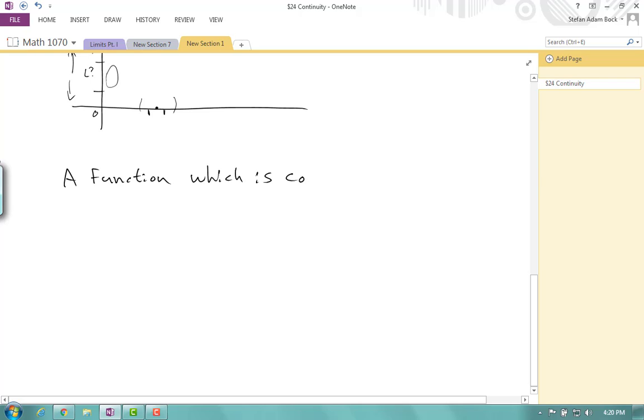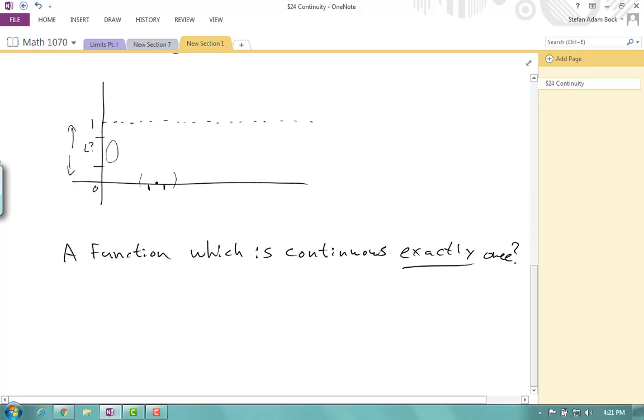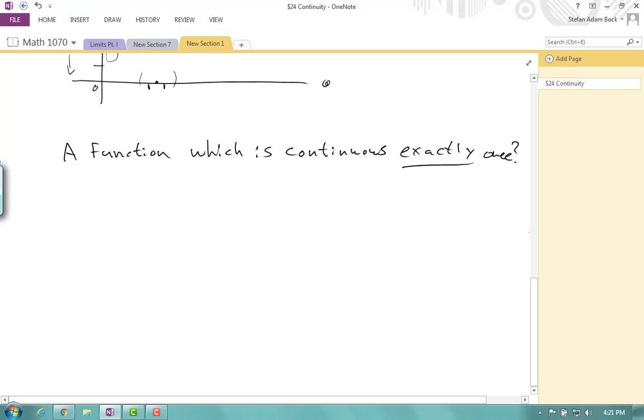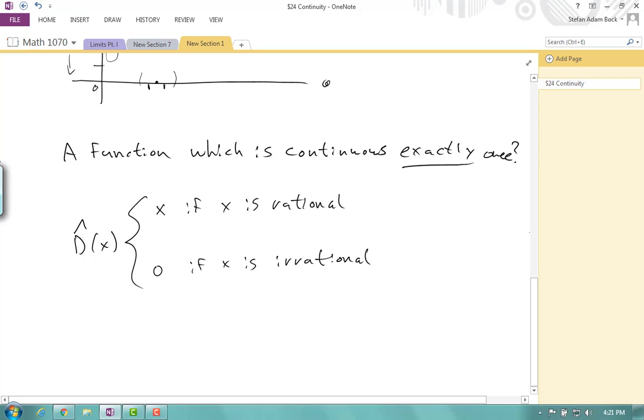And there is a variation of this where you can make sure that it's continuous exactly once. And I'm going to use the same kind of thing. But what I'm going to do is I'm going to try to make these two lines intersect each other once. So I'll call it D party hat of x, because we know how to have fun. This will be x if x is rational, and it will be 0 if x is irrational.